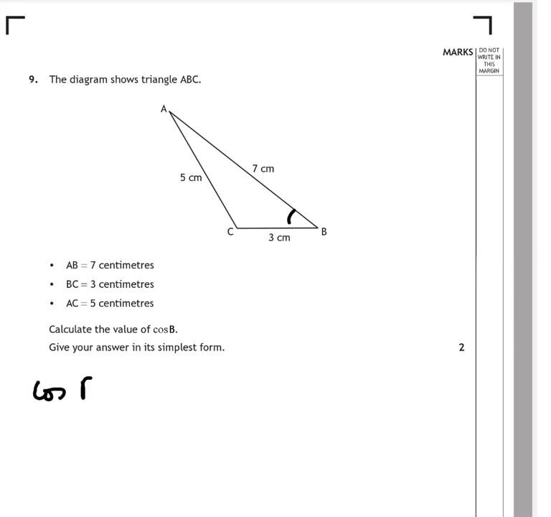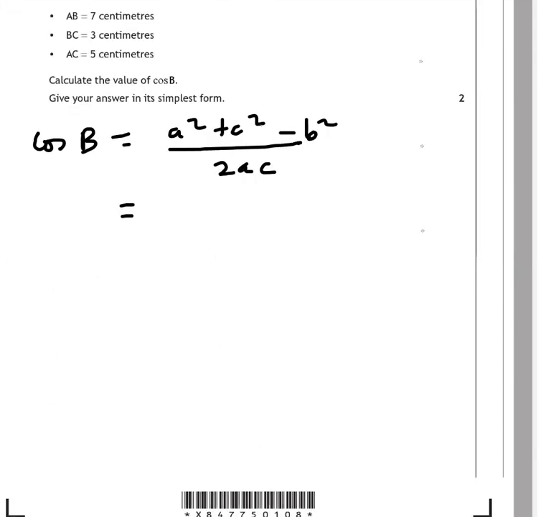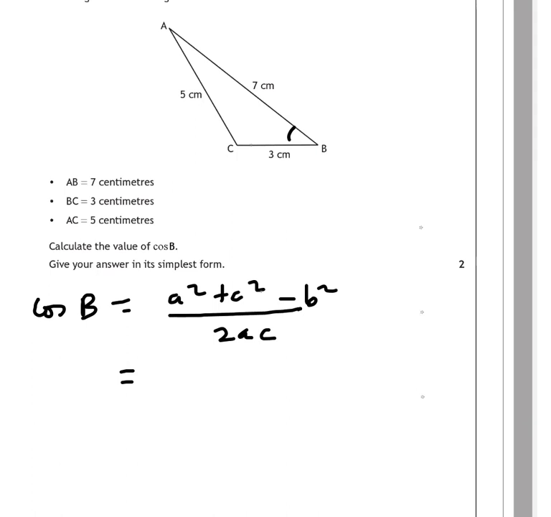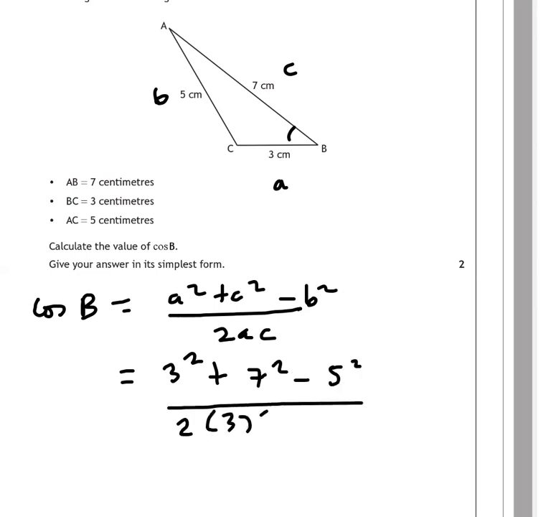So it's just cos B equals a squared plus c squared minus b squared over 2ac. And that would become, so we'll just plug in the values. So this would be side A because it's opposite angle A. This would be C, this would be B. So we would get 3 squared plus 7 squared minus 5 squared over 2 times 3 times 7.